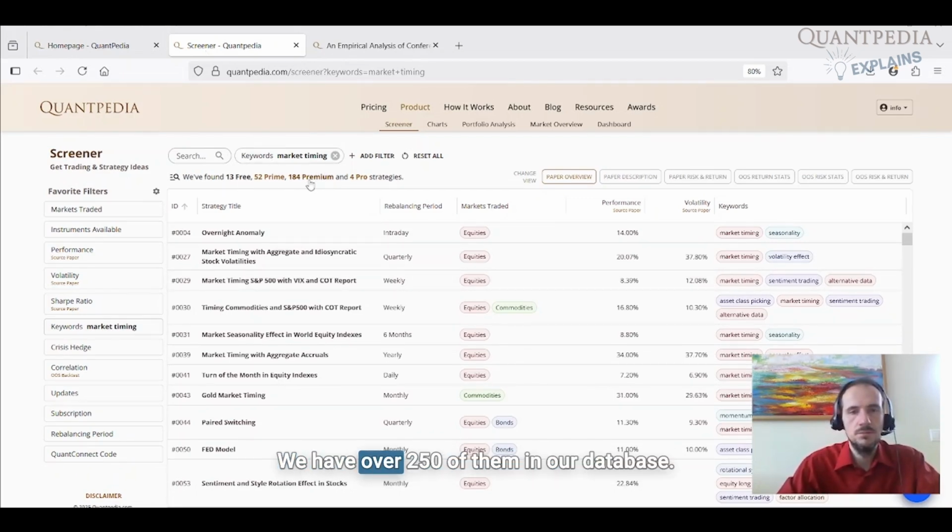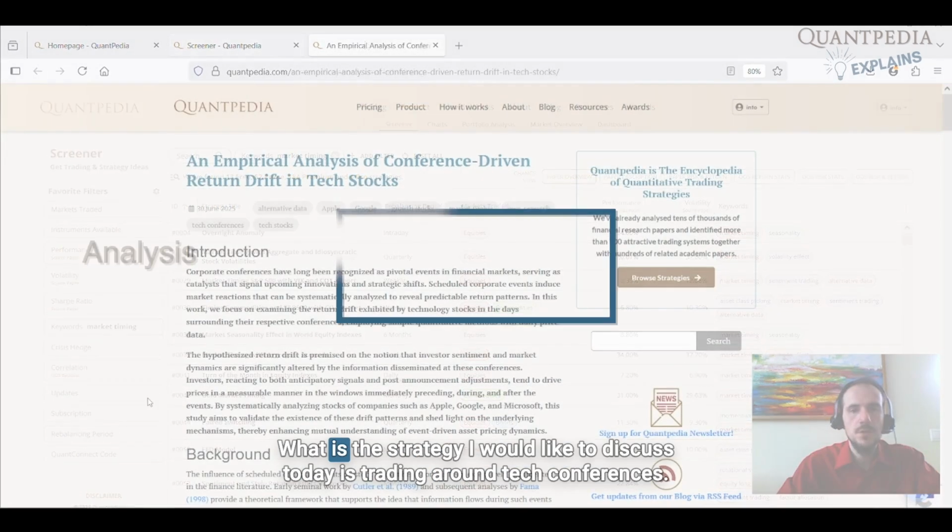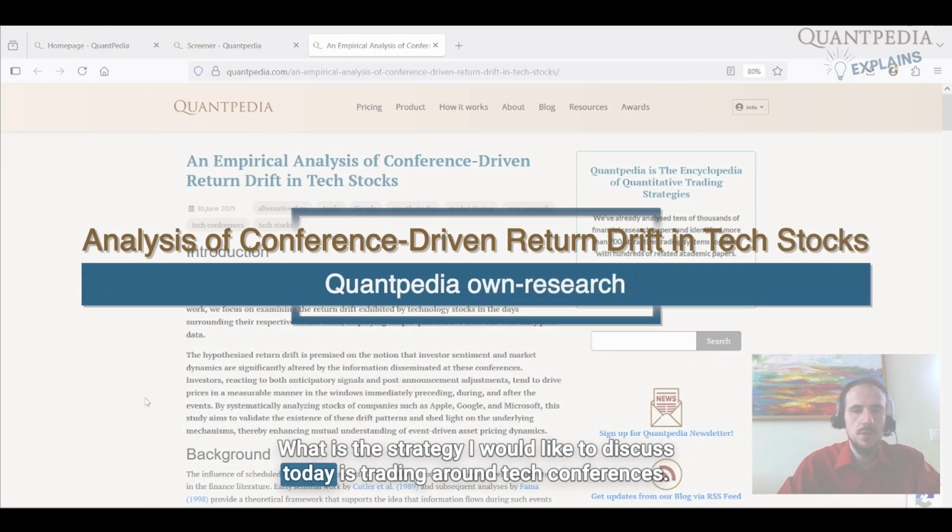They are quite popular. We have over 250 of them in our database, so they are quite common. The strategy I would like to discuss today is trading around tech conferences.